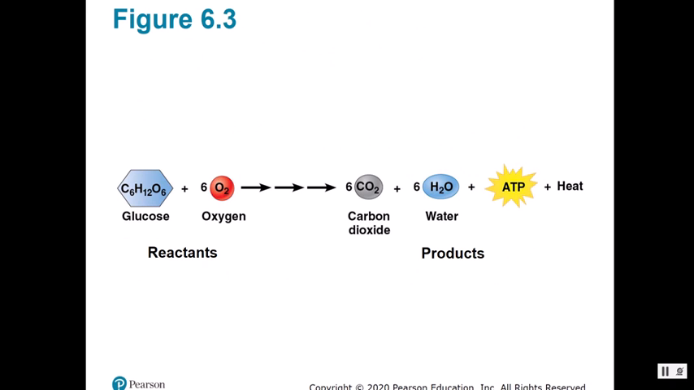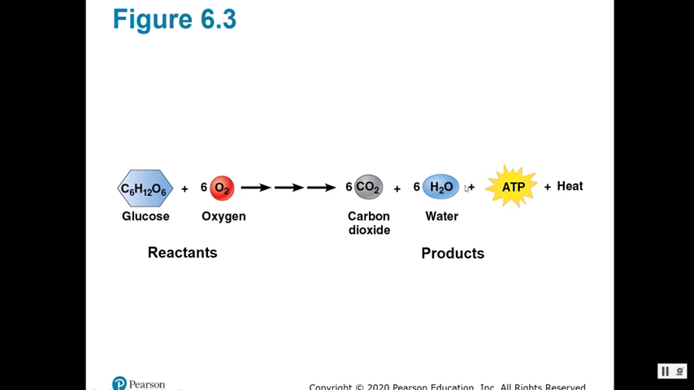Now, this is the objective. You've got to know this chemical equation, and you've got to know it well. The reactants are on the left side of the arrow, so you have 2 reactants for cell respiration. You have glucose and oxygen. C6H12O6 is the chemical formula for glucose, and O2 is the chemical formula for oxygen. So when we take these reactants and go through all the different stages of cell respiration, we're going to end up with products.